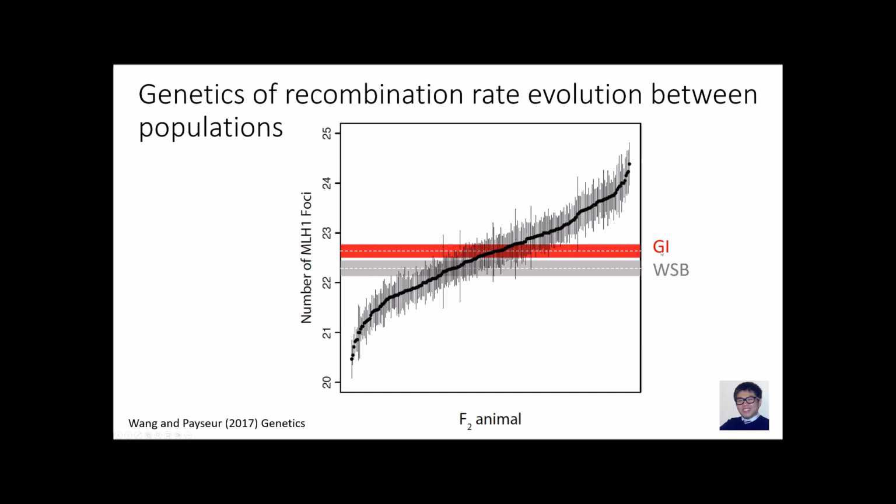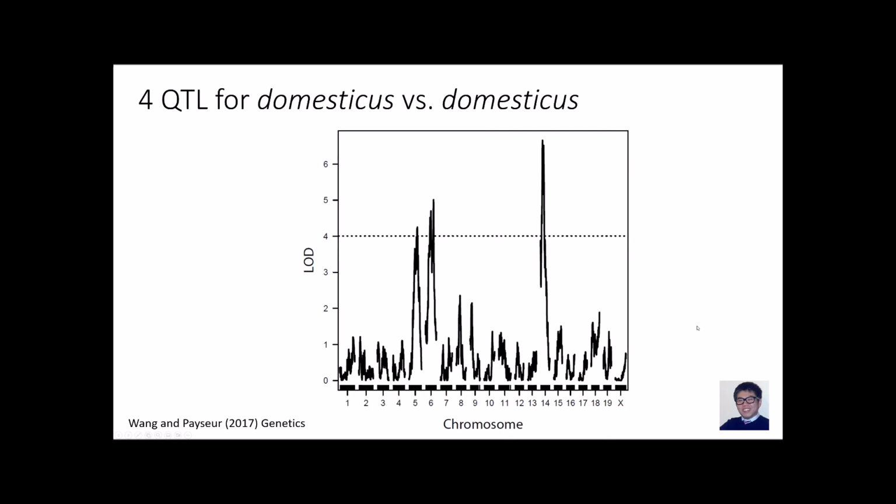In this case, the difference in the total recombination rate between Gough Island mice and this other mainland strain, WSB, was much smaller than the difference between subspecies that Beth had analyzed. And so a lot of the F2 individuals lie outside that distribution around the parents. But still, this is a nice looking distribution with lots of variation to consider in genetic mapping. Richard found 4 quantitative trait loci for this contrast of two domesticus strains from different populations.